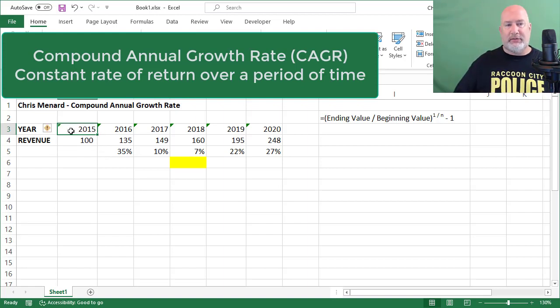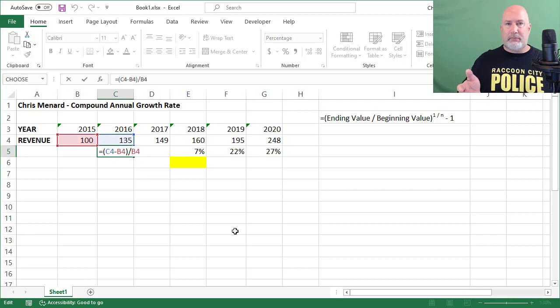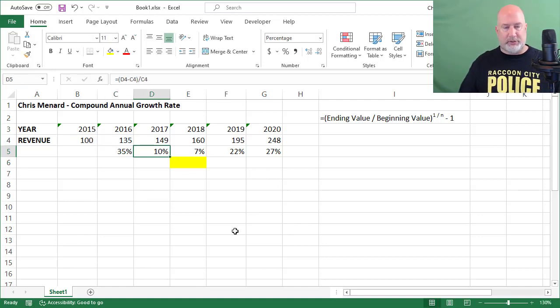So the year 2015, we had revenue of 100. In the year 2020, we had revenue of 248. So the first year, 2016, I went from 100 to 135. Obviously, that's a 35% increase, but there's the formula. And the next one's a 10% increase, and there's the formula. But I want to know what's my compound annual growth rate, which puts it as a steady growth rate.